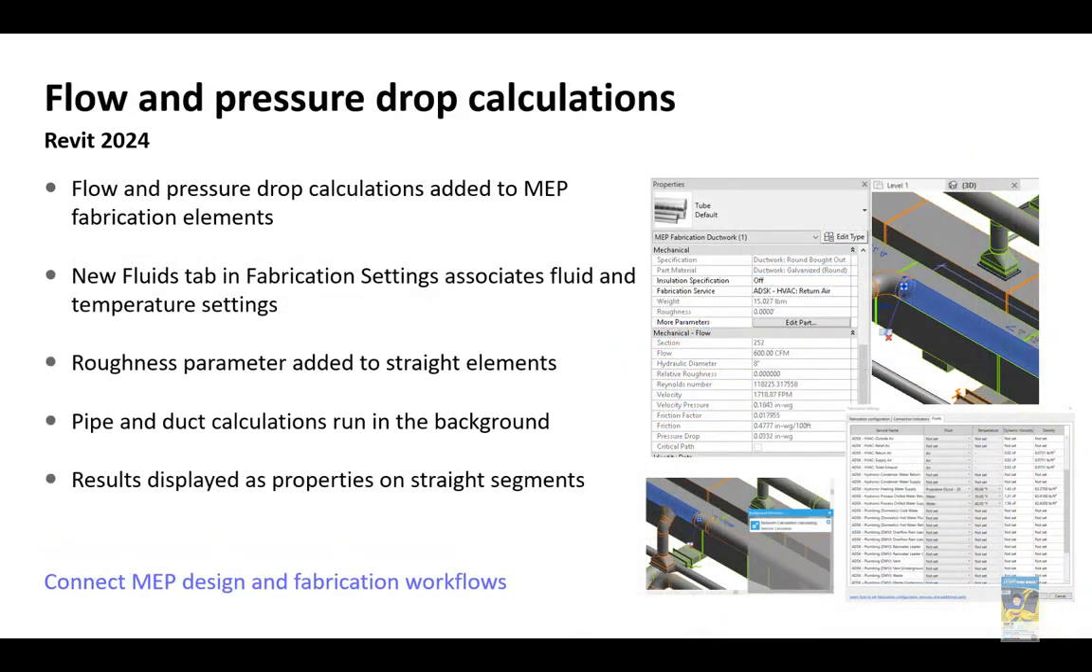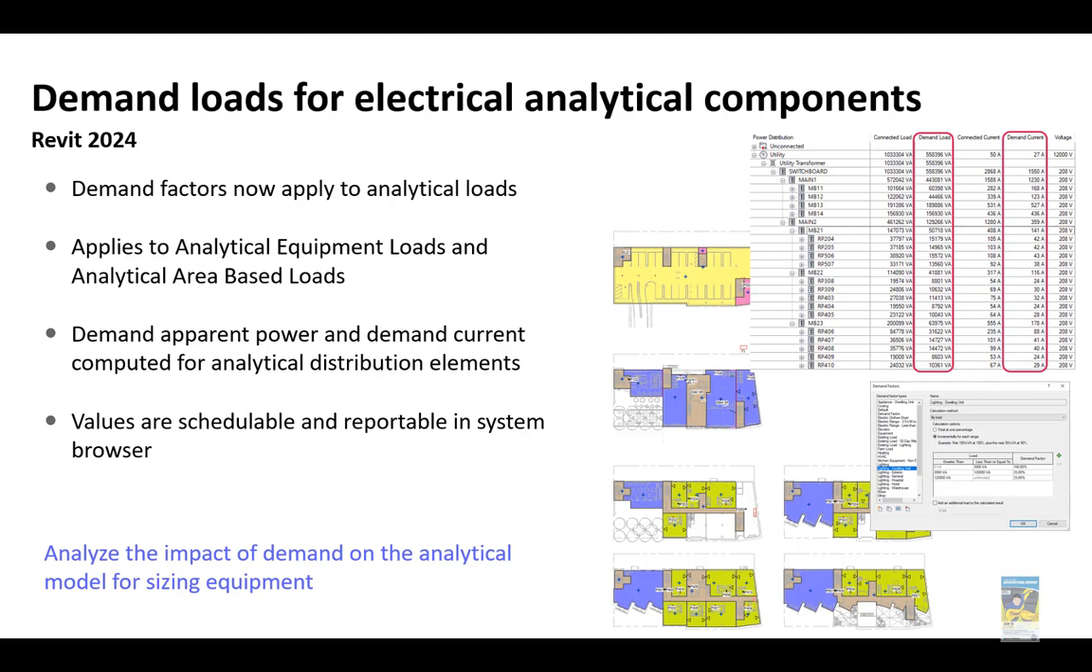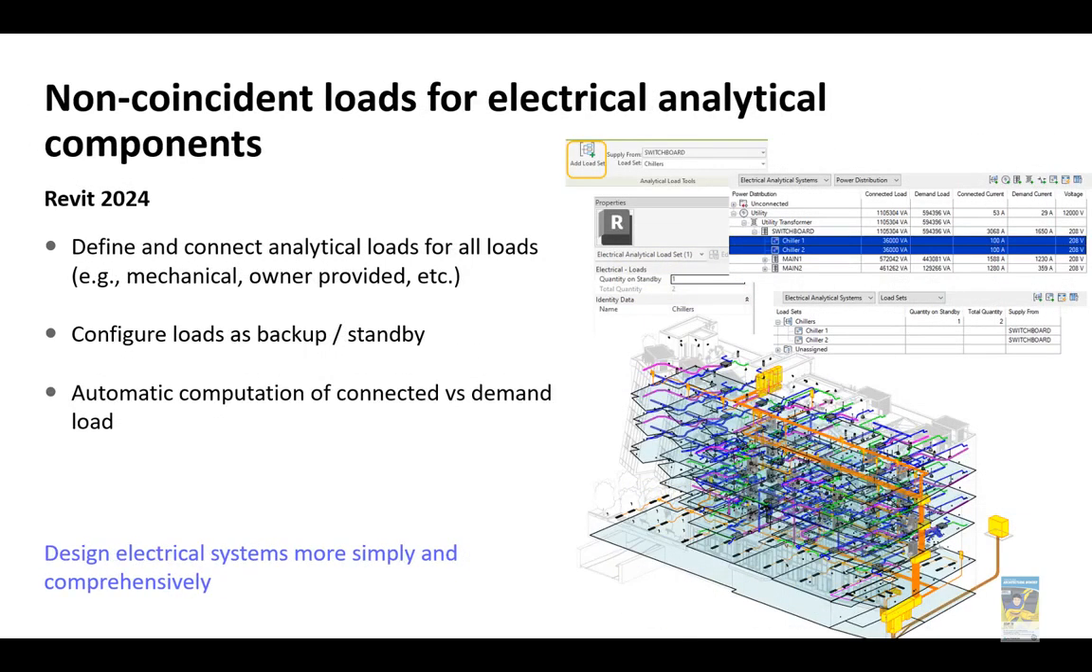You have flow and pressure drop calculation updates as well. They've been added to the MEP fabrication elements. Network-based calculations for design ductwork. You can now enable that engine in the mechanical settings. And loads for electrical analytical components now apply to those analytical loads. You have non-coincident loads for electrical analysis, so you can define and connect analytical loads for all the loads, for example, mechanical or owner-provided.